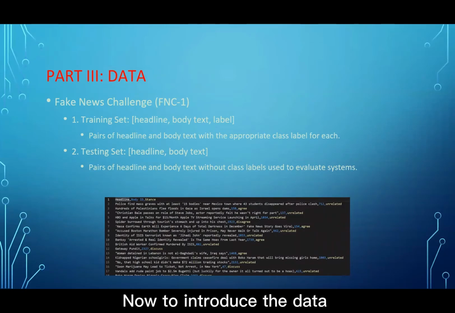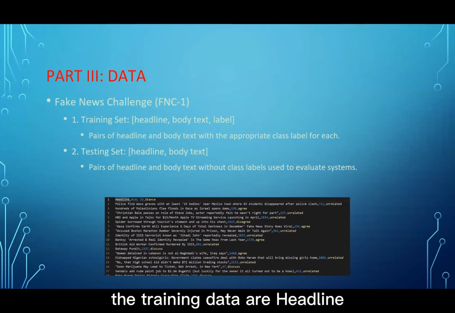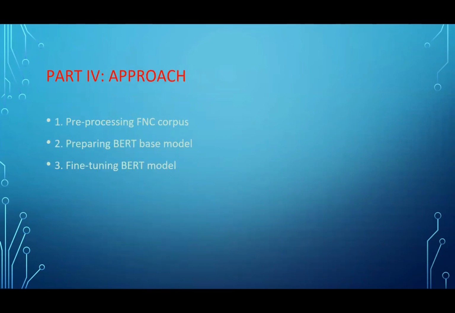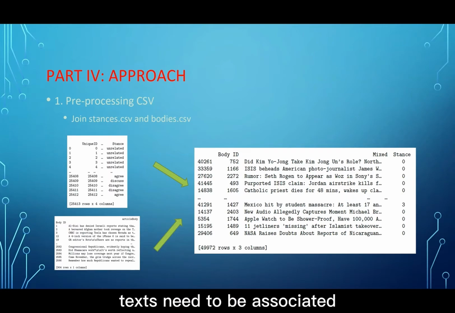Now to introduce the data given by the Fake News Challenge. In the training phase, the training data are headline, body text, and label. Then we will introduce the construction and the use of the first pre-training model. Because the original news text is placed in the body CSV file, and the news headline is placed in the stance CSV file, the two texts need to be associated with each other by body ID before training.